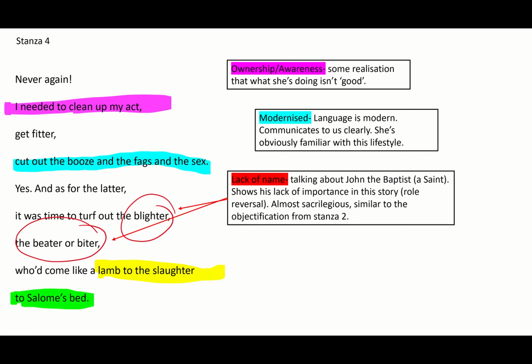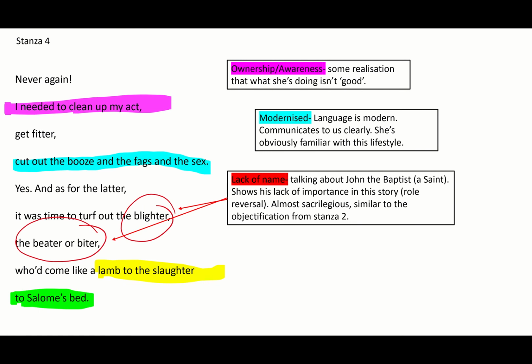And as for the latter, it was time to turf out the blighter, the beater or biter. So she's saying, oh yeah, by the way, this guy in my bed, it's time to get rid of him because I need to start my day, right? But remember, she's talking about John the Baptist. We know who that is because of the original story. John the Baptist was a saint, but she's not using his name. She doesn't even know his name, the blighter, beater, or biter.